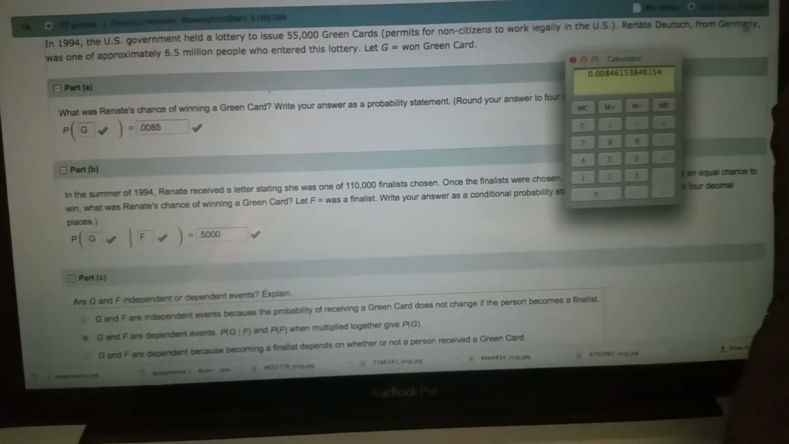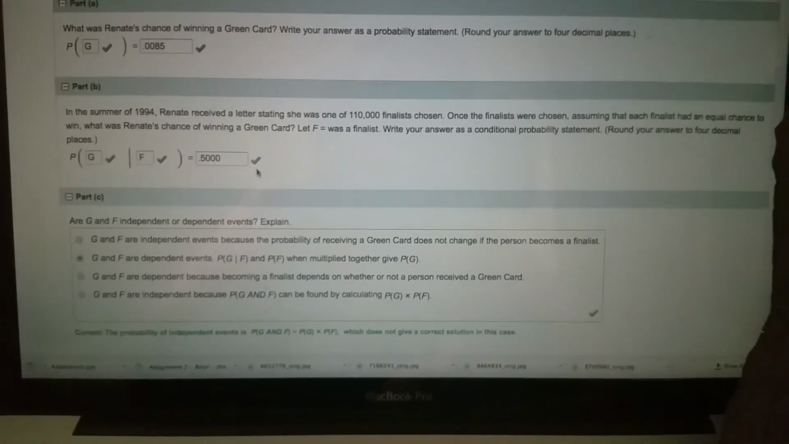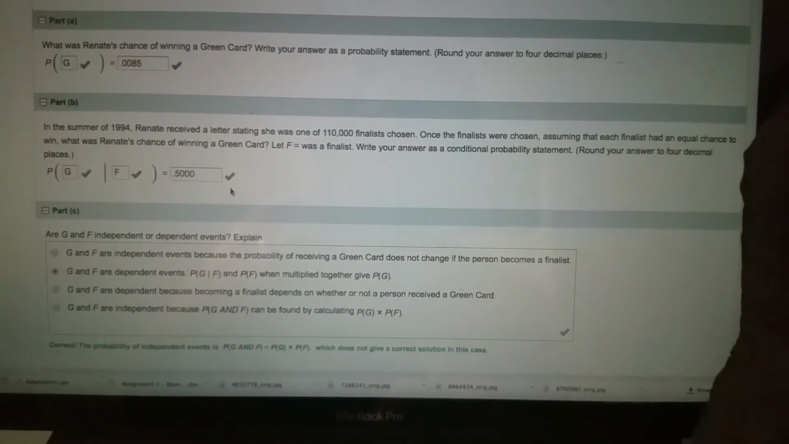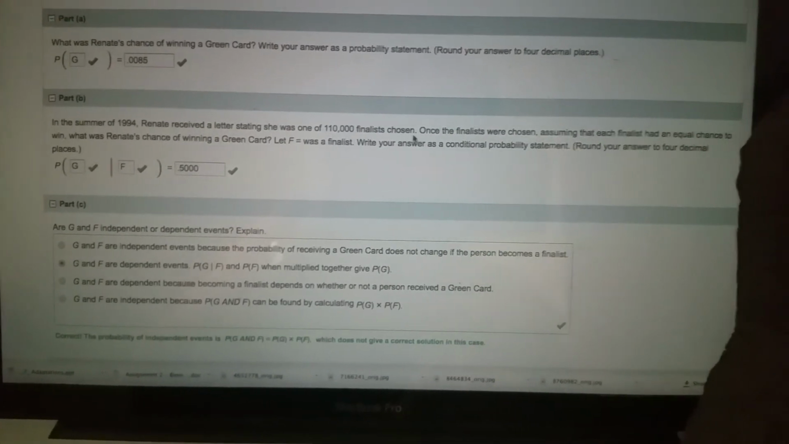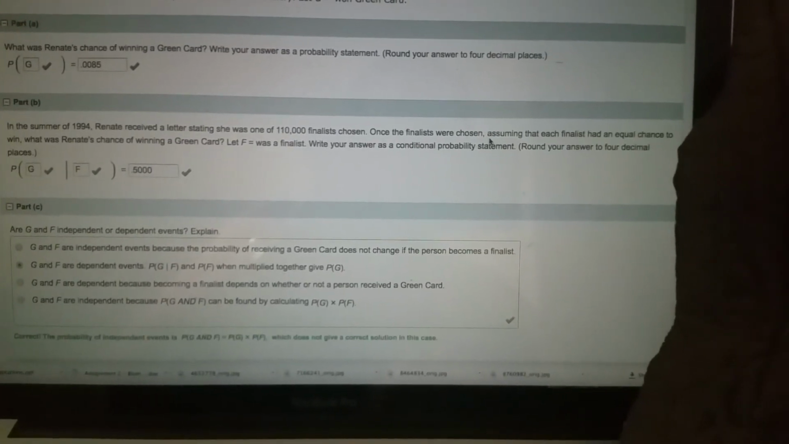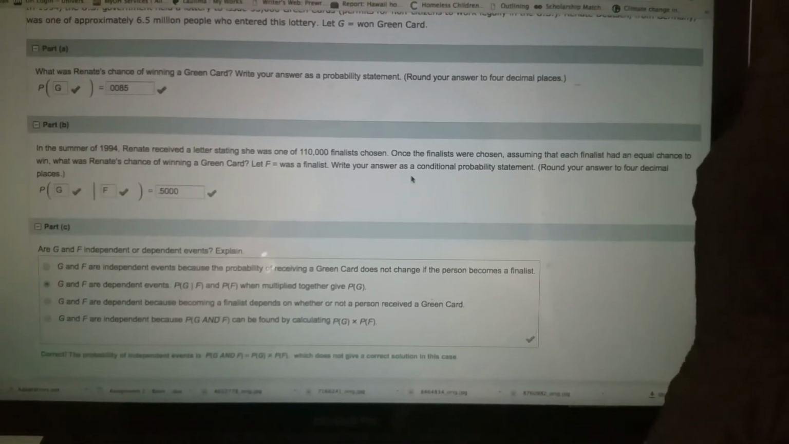Let's get rid of that. Okay, next one. In the summer of 1994, Renette received a letter stating she was one of 110,000 finalists chosen. Once the finalists were chosen, assuming that each finalist had an equal chance to win, what was Renette's chance of winning a green card? Let F equal was a finalist. Write your answer as a conditional probability statement.